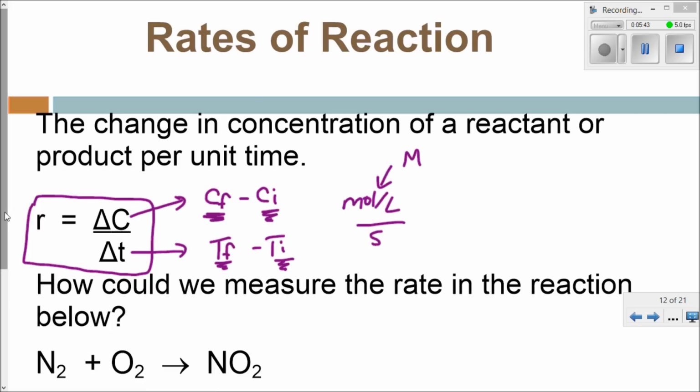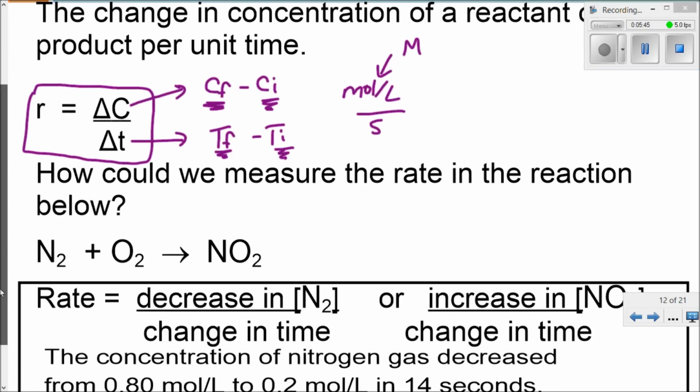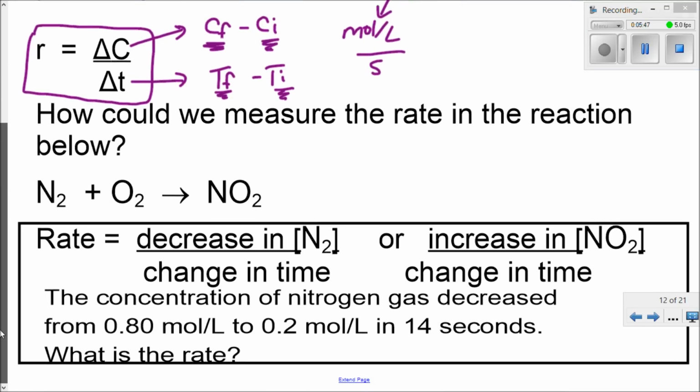So how could we measure the rate of reaction below? We have N2 plus O2 equals NO2. The first thing that we have to do is balance our chemical reaction. So we put a 2 here, a 2 here. And we can measure the rate a couple different ways. We can monitor the change in N2 or O2, or we can measure the rate of production of NO2. So N2 and O2 are going to decrease because they're reactants, and NO2 is going to increase over time.